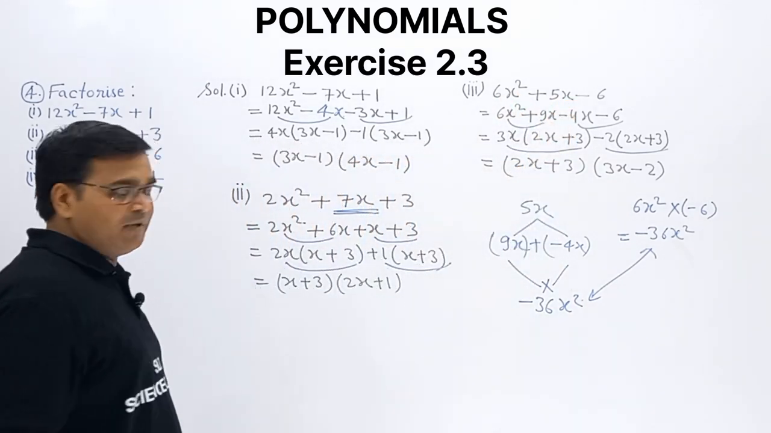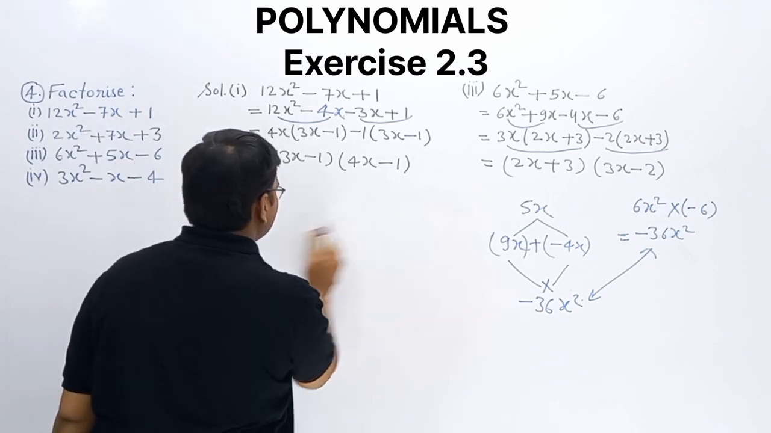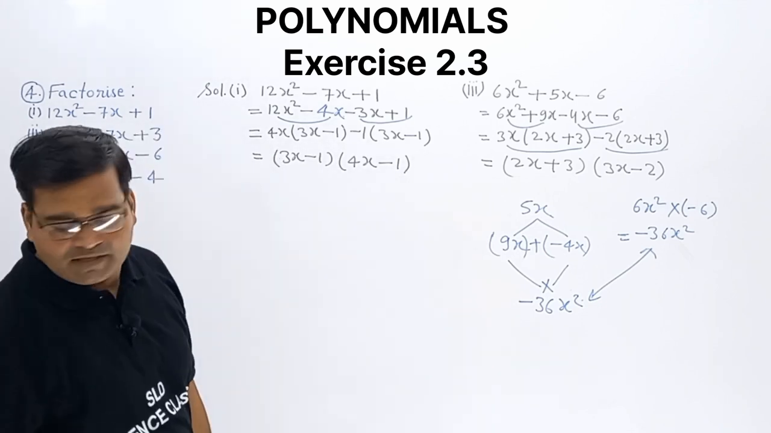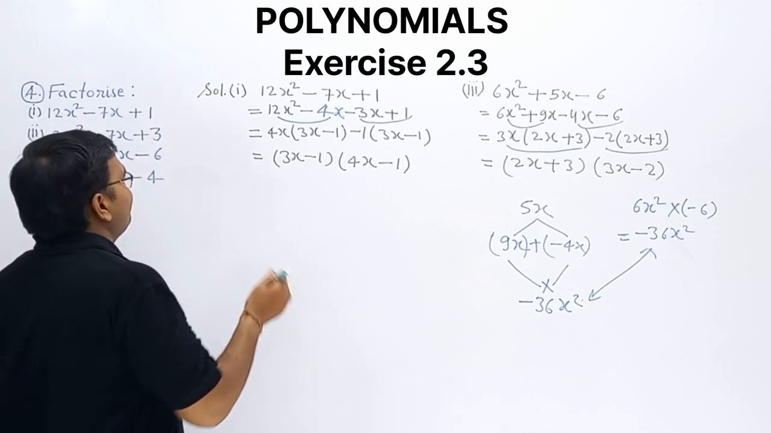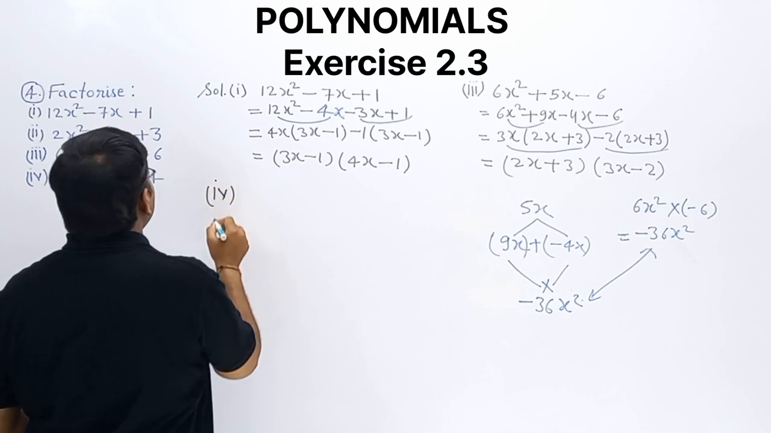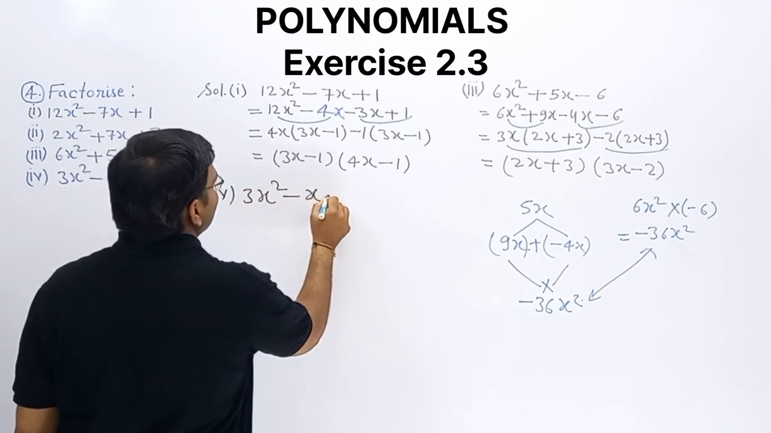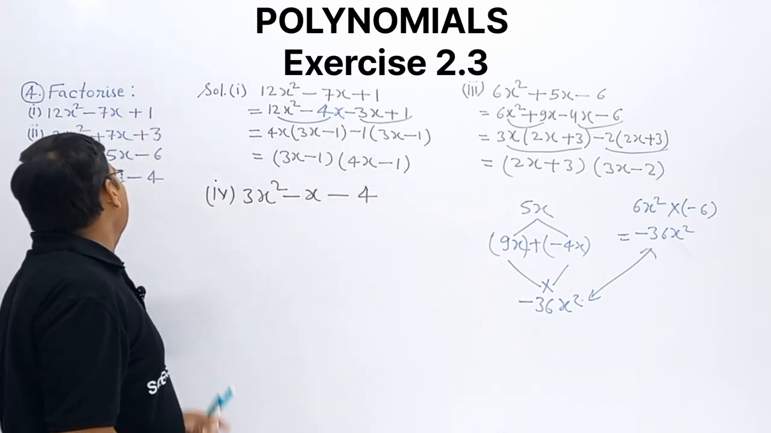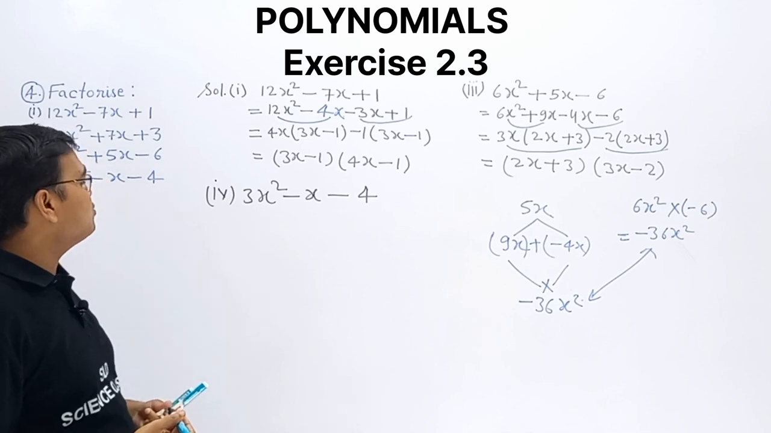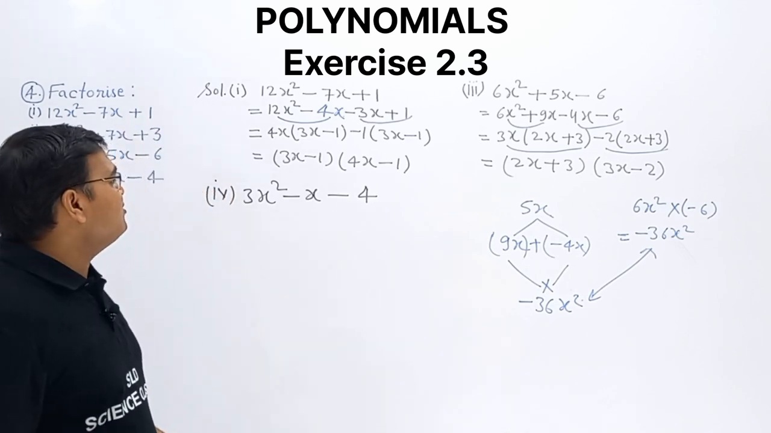Now the last question I am taking. Observe carefully. Question number 4. What is question number 4? 3x square minus x minus 4. We want to factorize this one. Both are negative. Clear? 3x square minus x minus 4. How will we factorize?